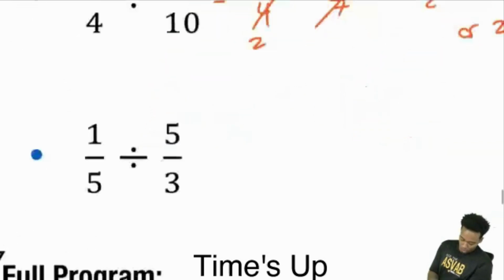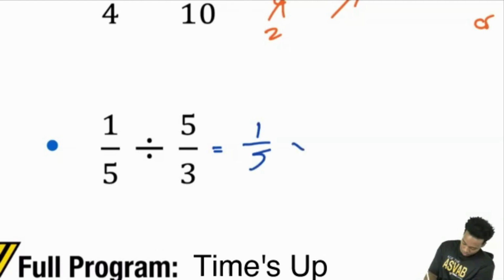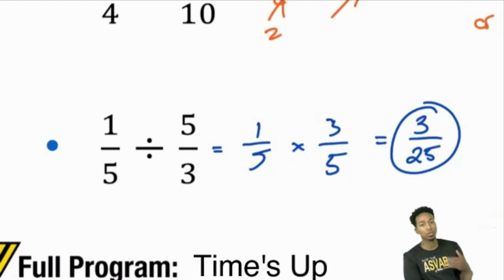So real time again, 1/5 divided by 5/3. Keep, change, flip. So I know that that's going to be 1/5 times 3/5 there. And then we just have 3/25. Boom.